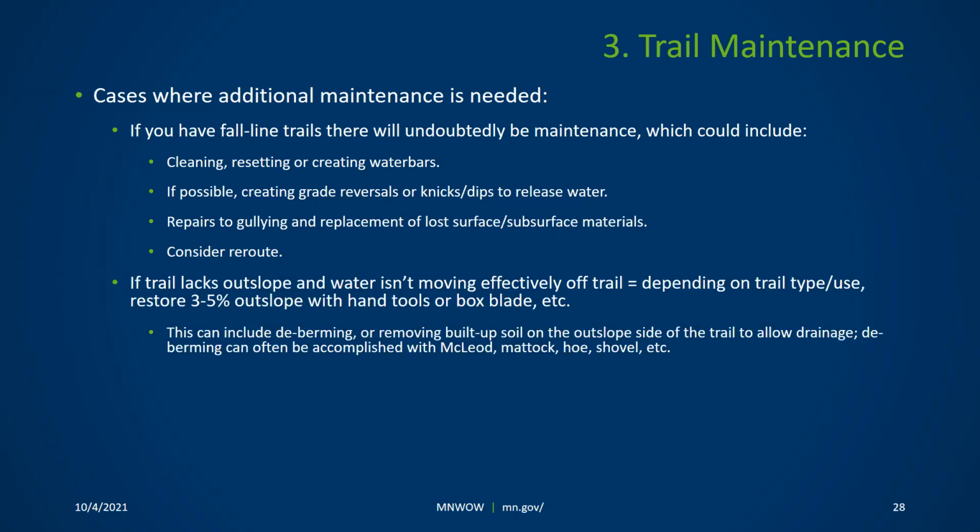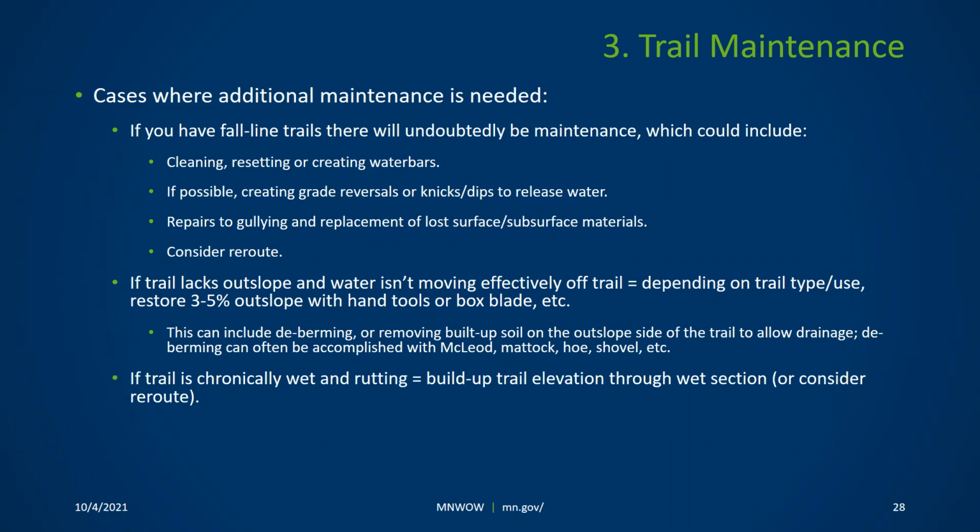If your trail lacks outslope and water isn't moving effectively off the trail, you'll want to try to recreate that outslope, either using hand tools or blading, but just trying to get that adequate outslope. This activity can include deberming, or reducing that buildup on the outside edge of your slope so that water sheets off. And a lot of that can be done with hand tools.